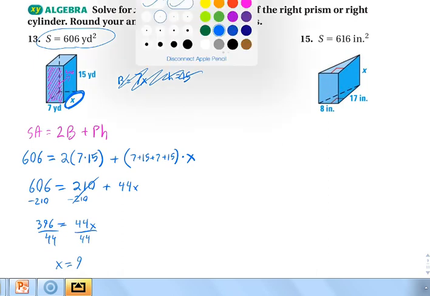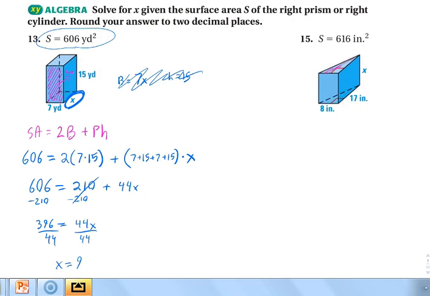In the next one, let's do this again. I'm just going to start this one. I'm not going to go all the way through it with you. There's a base that has to be the triangle, so it's a triangular prism. It's the first thing to identify. Okay, surface area is 2 base plus perimeter times height. Let's start out. I know that the total surface area is 616.